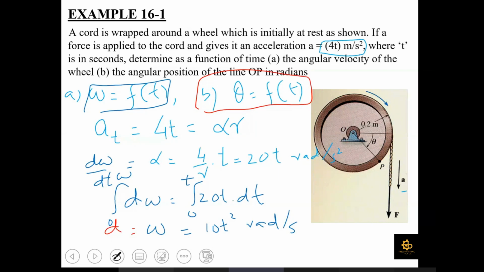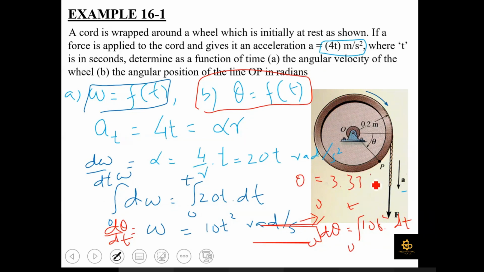So since omega is basically d theta over dt, it means you will have d theta equal to 10t square dt, and then you integrate it from 0 till t, and you will get theta equal to 10t cube over 3. So you can write it as 3.33 t cube radians. Is it clear to all of you?